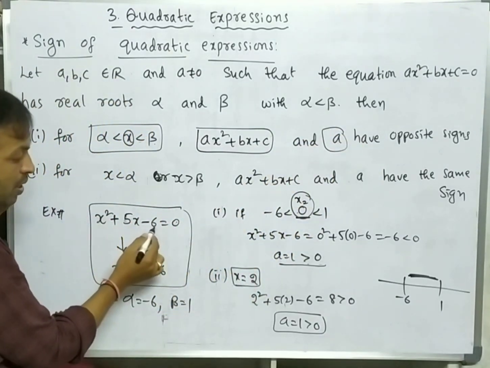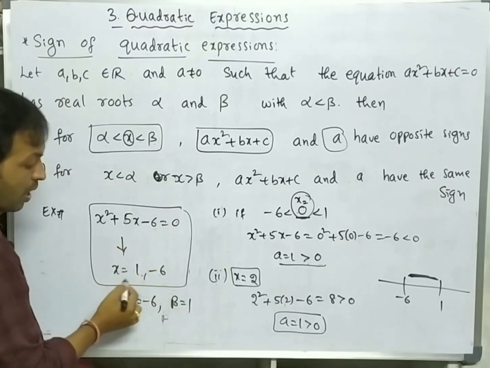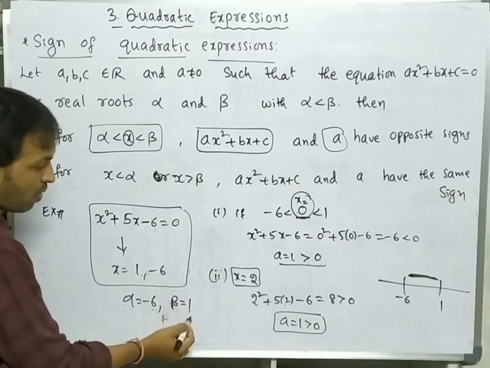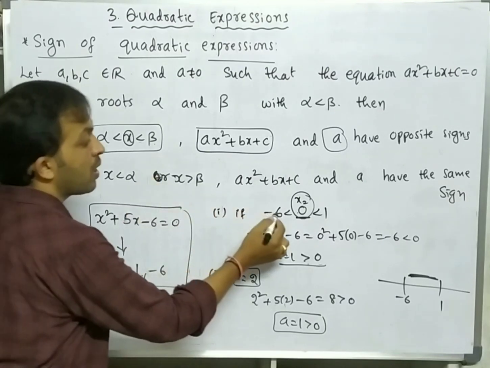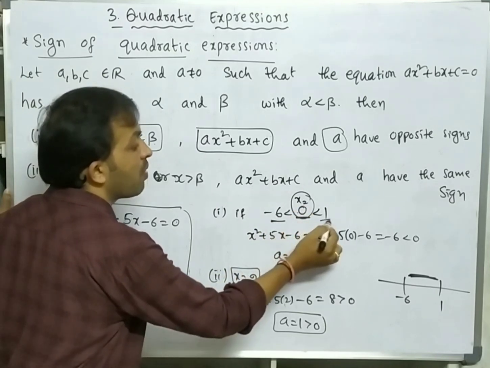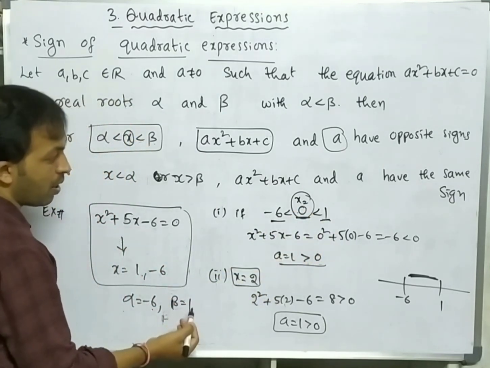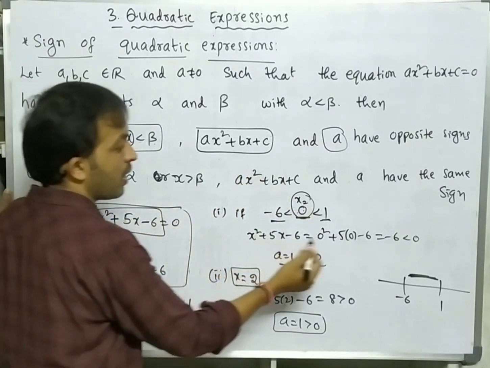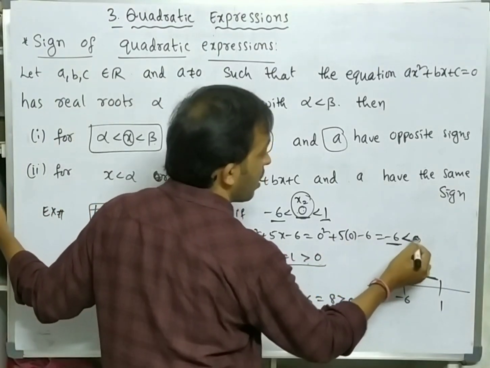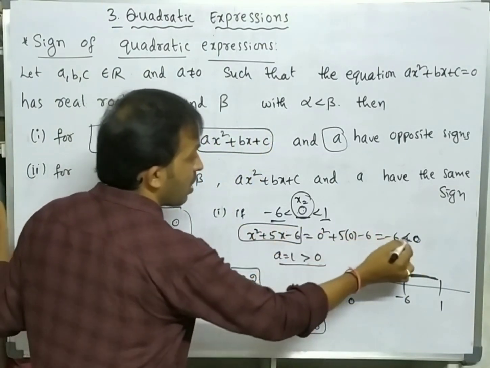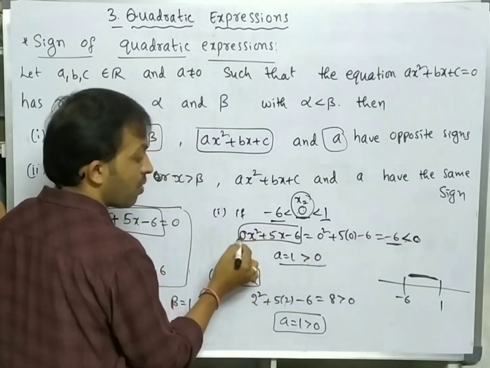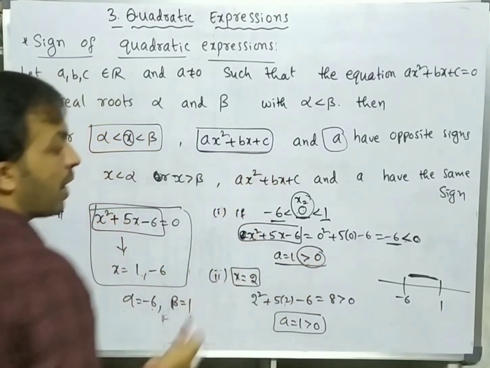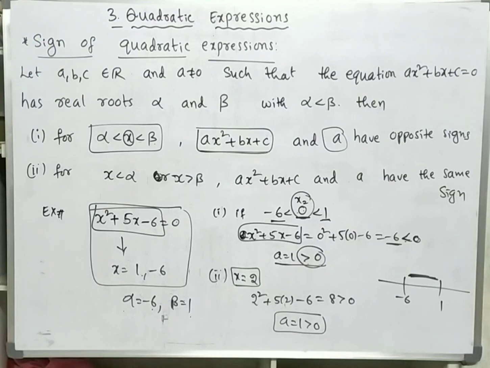Here x square plus 5x minus 6 is equal to 0 is a quadratic equation. x is equal to 1, minus 6 are the roots. Alpha is equal to minus 6 and beta is equal to 1. Now I am taking a value 0, which lies between alpha and beta, that is minus 6 and 1. Now substitute 0 in the quadratic expression, we will get minus 6, which is negative. So the value of this quadratic expression is negative, whereas the coefficient of x square is 1, which is positive. So the quadratic expression and a have opposite signs.